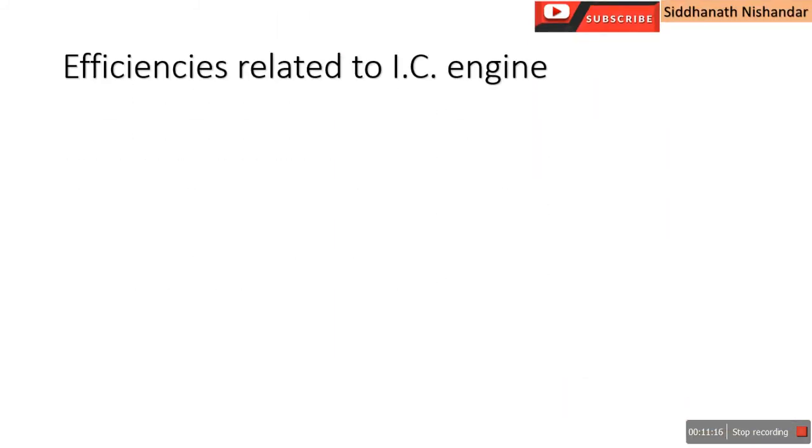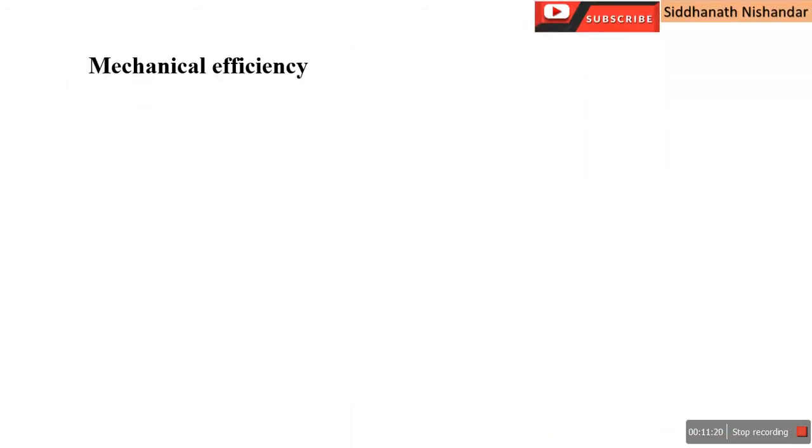Then we see the next concept, the efficiencies related to IC engines. The first efficiency is the mechanical efficiency. The formula is brake power upon indicated power. Many students know the different forms of efficiency and the formulas, but they fail to say what is the purpose of that efficiency. If you calculate the mechanical efficiency, the student fails to say what it indicates.